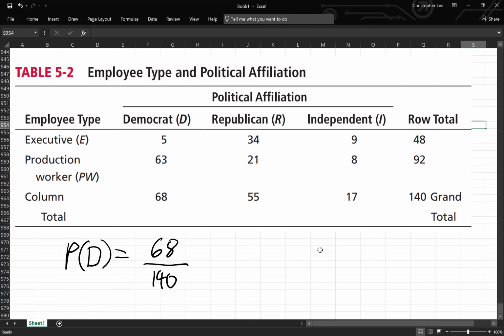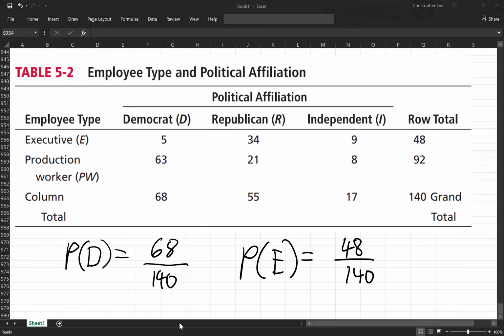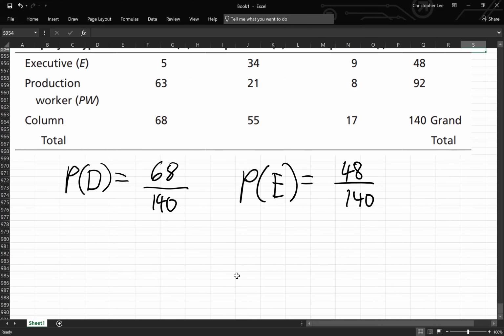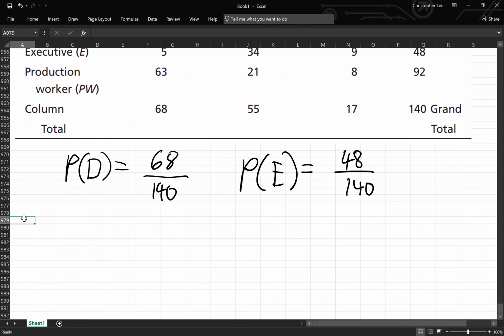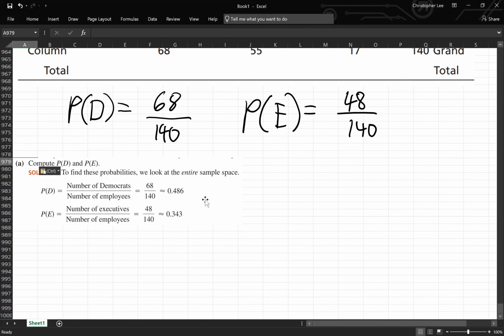Let's try it again. What's the probability of an executive? 48. Good. Perfect. That's what I'm talking about. All right. Let's take a look. It gets a little tricky, but it's not bad. Yeah, that's the answer. That's two questions right there off the problem.